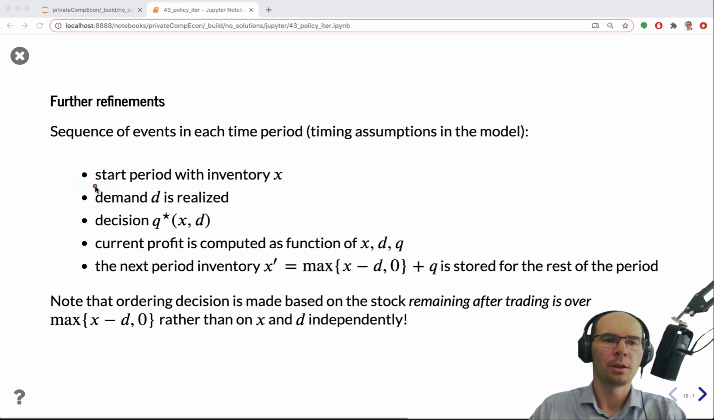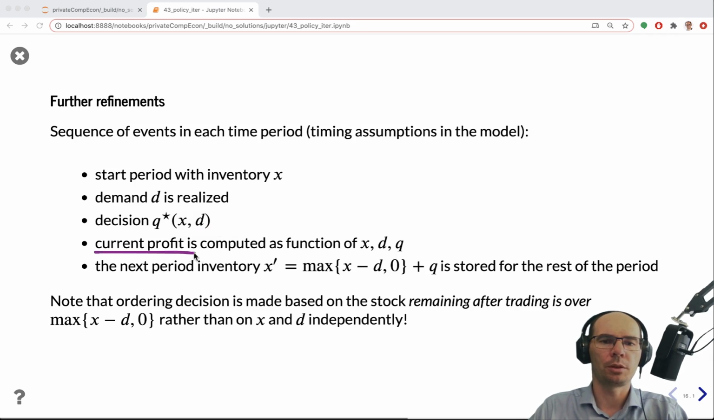So what do we have here? We start the period with some inventory x, that's part of our state space. Then demand is realized in each time period. And that's now also part of our state space because the decision is taken after that. After demand is realized, then we take the decision as a function of both x and d, right? And the assumption that we know the current period demand before we make the new order is what decides that d has to be part of the state space by definition, right? The state space is all of the variables which are important for the decisions that we model.